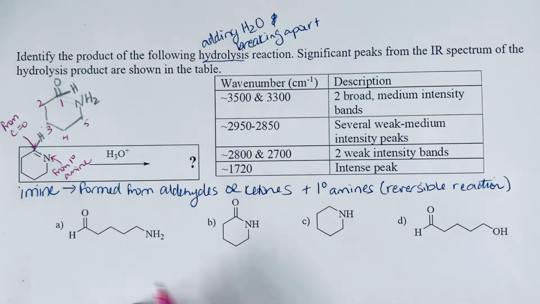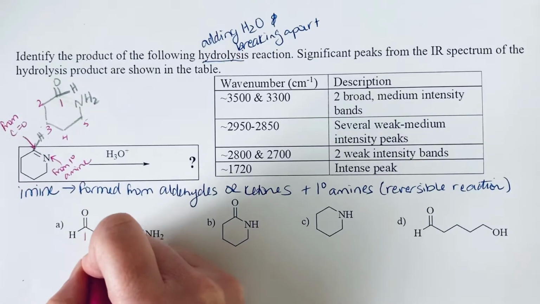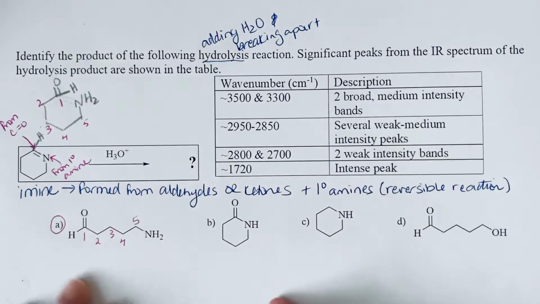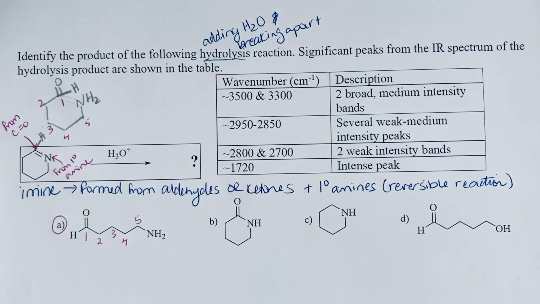And actually, we've only got one answer here that's got the aldehyde and the amine. So we'll count to make sure there's not an error, but there should be the right number of carbons here. All right, so that is the right answer. So we got that with some knowledge of our reaction. But for review, let's also take a look at the IR spectrum.